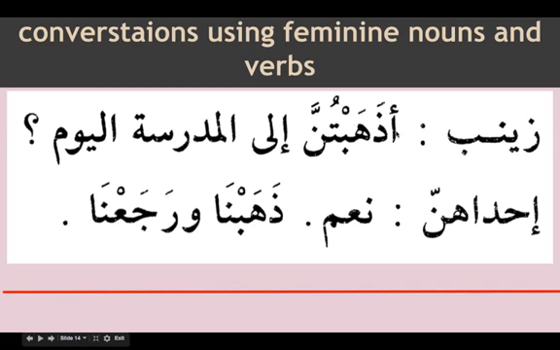So that's how we say, a is harfu istifham. So azahabtunna, did you go ilal madrasati al yawm, did you go to madrasa today? So zahaba always comes with ila. So azahabtunna ilal madrasati al yawm, did you go to madrasa today? So one of them says na'am zahabna. See, na'am zahabna, if it is affirmation.